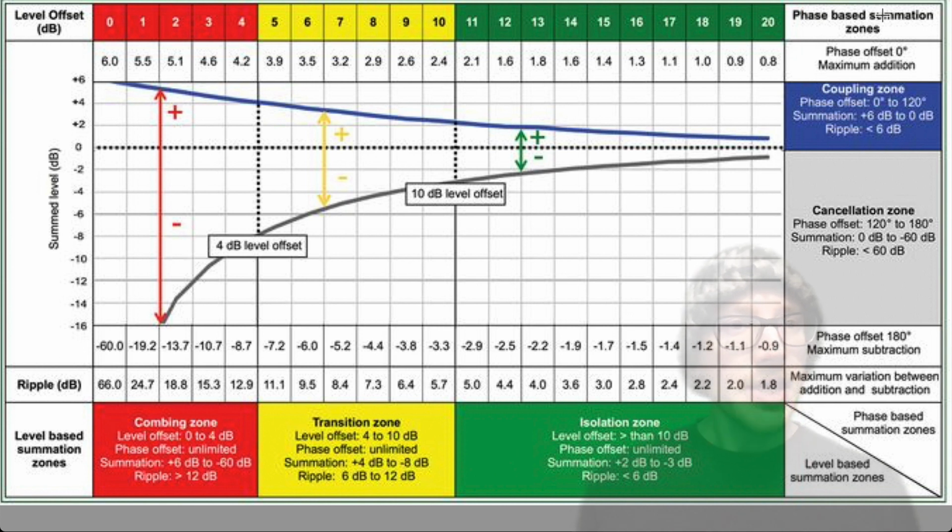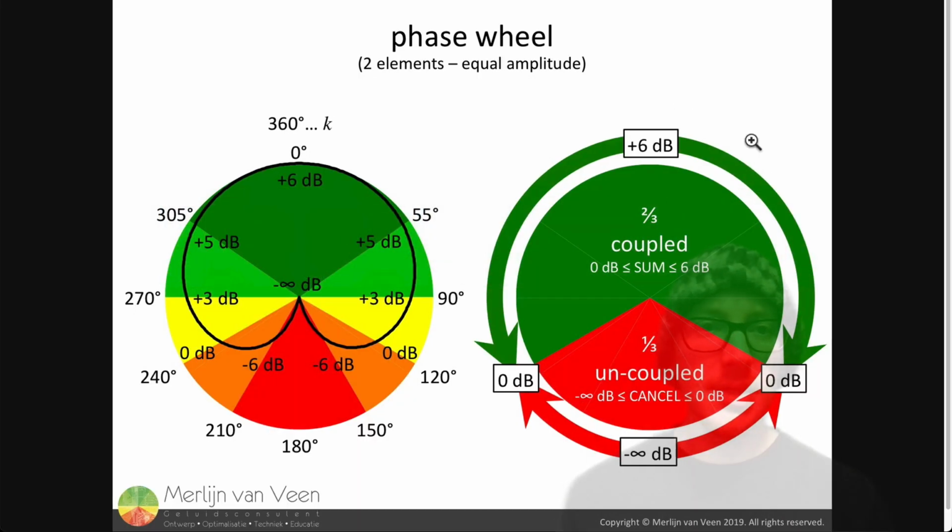So what the phase-based summation zones say is that as long as the phase is within 120 degrees, 0 to 120 degrees, I should have summation. Summation from 0 to 6 dB. And the cancellation zone says that if the phase offset is 120 to 180, I'm going to have some amount of cancellation.